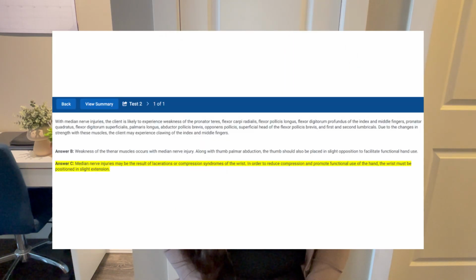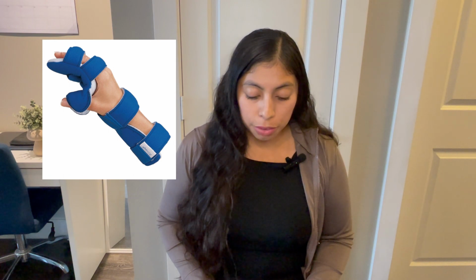So next we have the rationale as to why it is not answer C. So median nerve injuries may be the result of lacerations or compression syndromes of the wrist. In order to reduce compression and promote functional use of the hand, the wrist must be positioned in slight extension. So if you're wanting to position the wrist or hand in a splint, typically the go-to is the resting hand splint position.